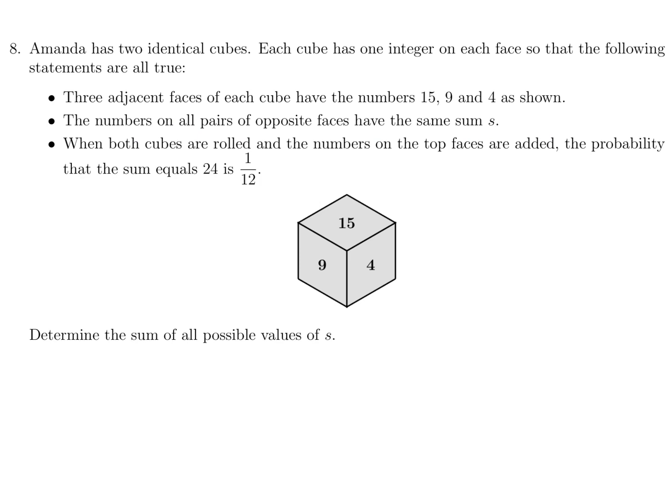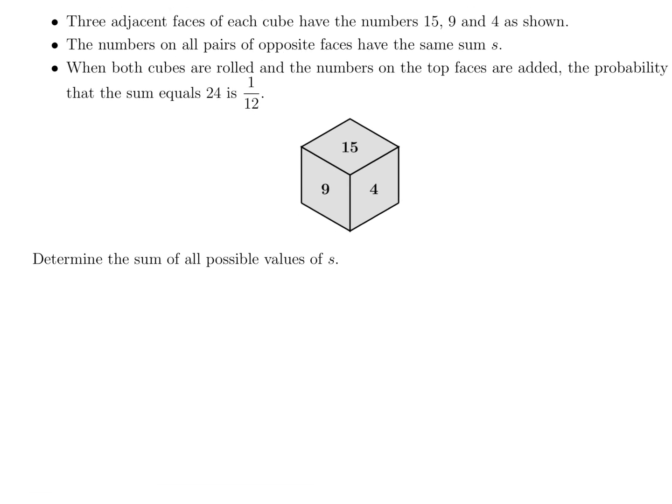Amanda has 2 identical cubes. Each cube has 1 integer on each face, so that the following statements are all true. 3 adjacent faces of each cube have the numbers 15, 9, and 4. The numbers on all pairs of opposite faces have the same sum s. When both cubes are rolled and the numbers on the top faces are added, the probability that the sum equals 24 is 1 over 12. Determine the sum of all possible values of s.